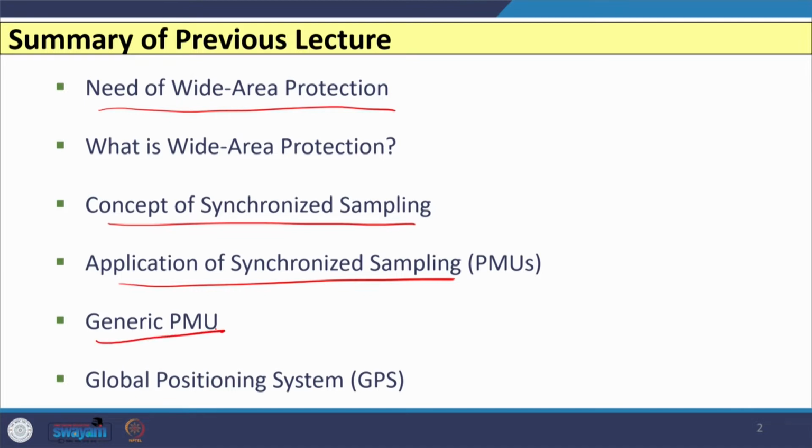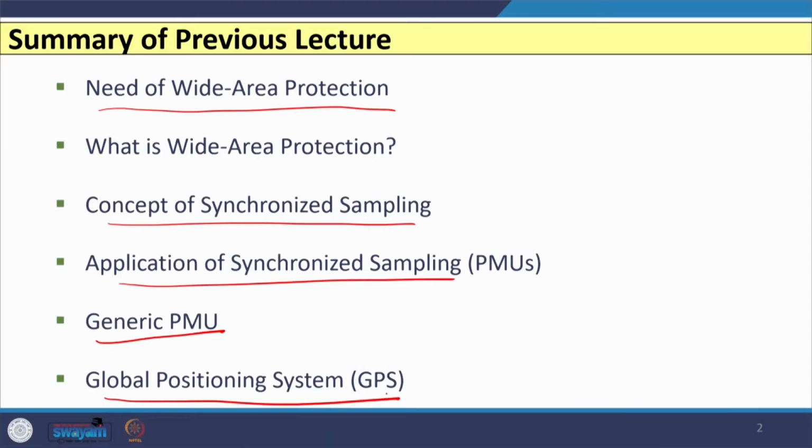Then we discussed the basic block diagram of a generic PMU, in which data is acquired and then processed by a signal conditioning unit, and then given as an input to the microprocessor block, which computes the estimates of voltages and currents as time-stamped signals. This output is then transmitted via a channel through some modem devices. And this time stamping is done by the Global Positioning System.